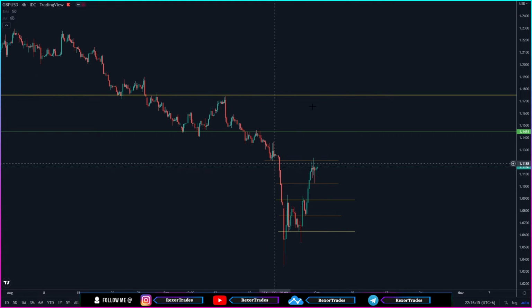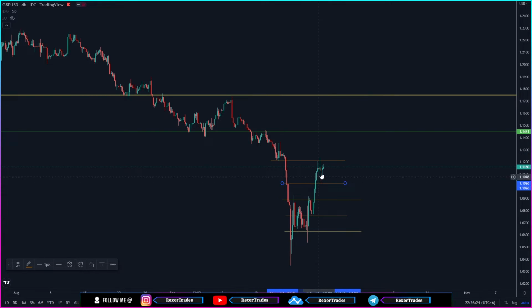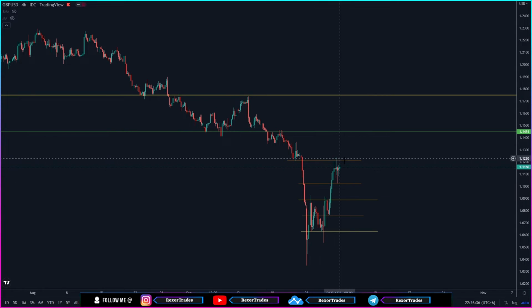As you can see over here on this 4-hour time frame, we have these key levels where GBPUSD is currently facing resistance, and also we have this key level where GBPUSD is currently facing support, creating this structure in between this key level to this key level. So we'll be looking for trades on the breakout of this structure that GBPUSD is currently ranging in.